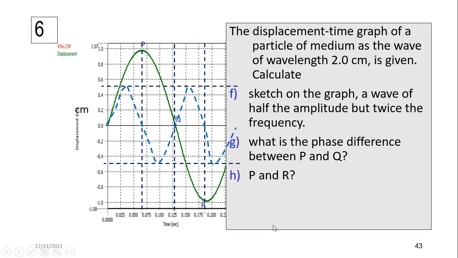What's the phase difference between P and Q? You can put angles there: 0, 90, 180, 270, 360. So for P and Q, just subtract: 90 degrees. This is your P, this is your Q. P and R is here. 270 minus 90 is 180 degrees.